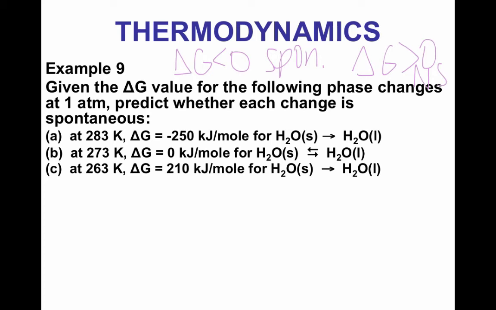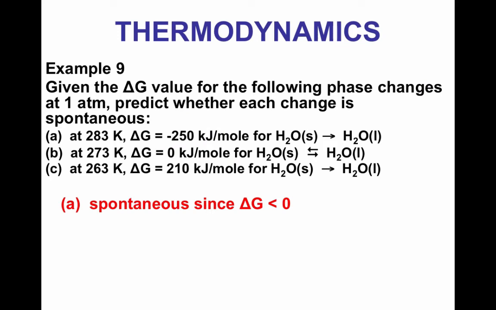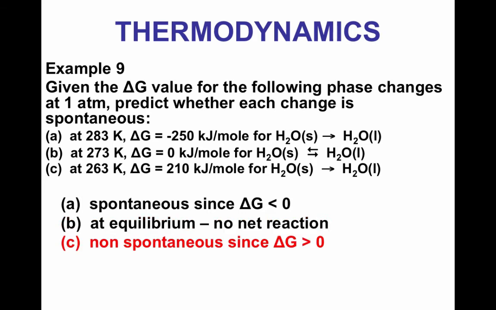So if we take a look at A, at 283 Kelvin, the delta G is negative 250. Negative 250, it is spontaneous. Okay, and again, that's because it's negative. For B, at 273, it is 0. Well, that's at equilibrium, so there's no net reaction, right? No change because it's at equilibrium. And then C, if delta G is positive, it is non-spontaneous. So you can actually consider delta G to figure out if something is spontaneous based on the sign. Okay, so again, negative, it's spontaneous. Positive, it is not spontaneous.